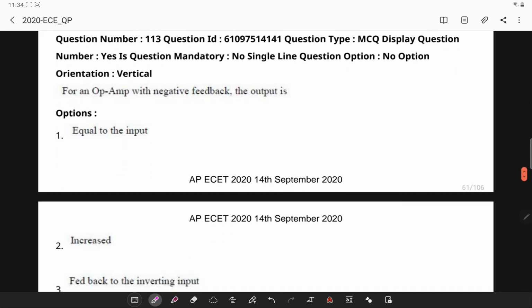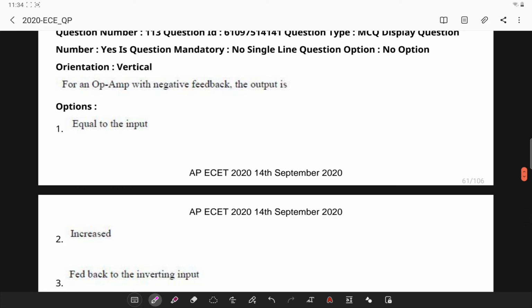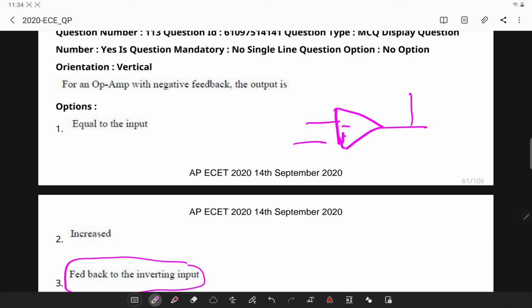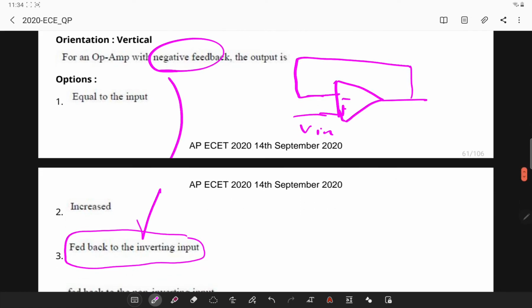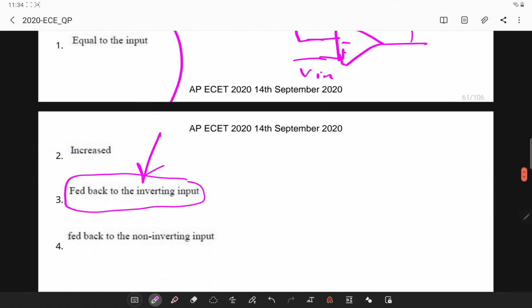Next, for an op amp with negative feedback, the output is generally fed to the inverting input. So remember, if you have your op amp, some part of your output is connected to the negative terminal. So here the output is fed back to the inverting input.